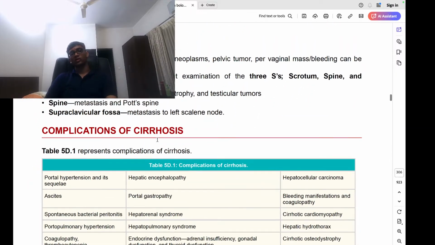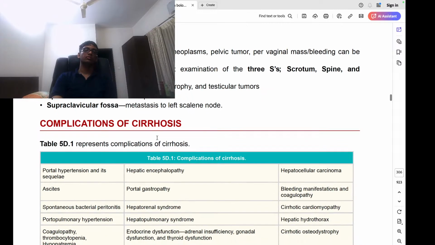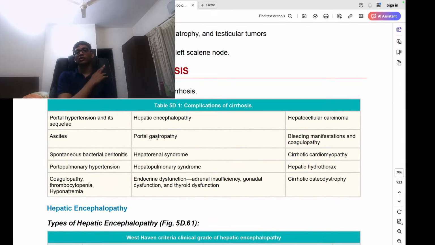Then there is per vaginal or per speculum examination, in patients with ascites, ovarian neoplasm, or pelvic tumor; a per vaginal mass or bleeding can be detected. GIT examination is incomplete without examination of the three S's: scrotum, spine, and supraclavicular fossa. Scrotum: hernia, testicular atrophy, and testicular tumors. Spine: metastasis and Pott's disease. Supraclavicular fossa: metastasis to the left scalene node.